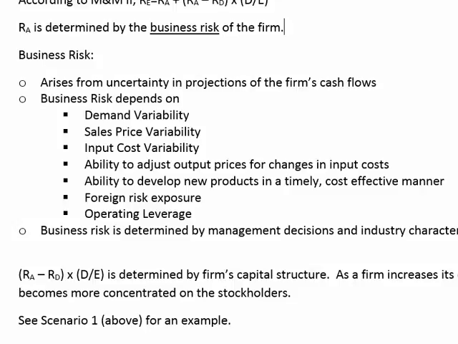And this next one is really key: the ability to adjust output prices for changes in input costs. So let's say I have a lot of input cost variability, but I have the ability to change my prices. Based on that, I don't face as much business risk as if I can't change my prices based on my input costs. So, for example, if you think about farms, the market sets the price for farm goods. So if you're going to sell soybeans, for example, if you're a farmer, you don't get to determine the price that those soybeans sell at. You either sell them at the market price or you don't sell them at all.